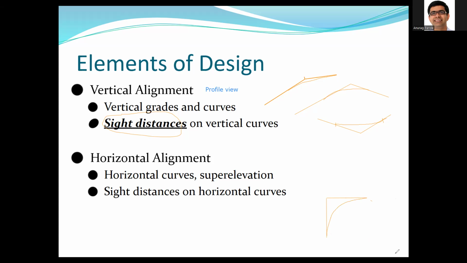Now, this view for horizontal alignment, I'm always looking at what I call a top view. Okay, so I'm looking at it as if I'm a bird looking down on the roadway alignment.